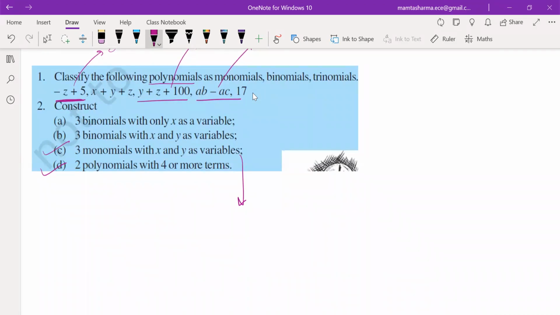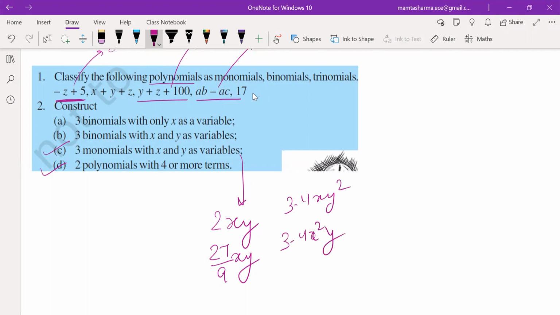2xy. Three monomials with x and y as variables. Yes. 2xy, 27 by 9xy. Yes. 3.14xy. Yes, but instead of xy, you could say 3.4 x square y, or xy square. Ma'am, did they say x and y? No, ma'am. So I thought they should only.